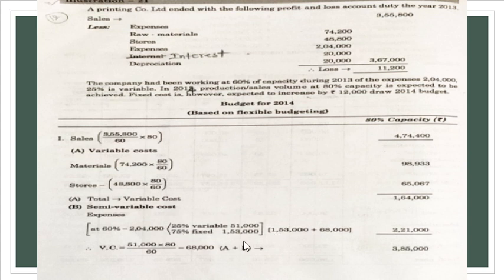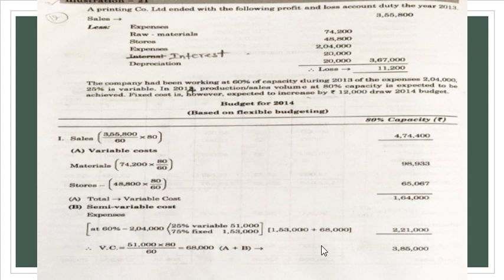As I've told, for fixed expenses, whatever the capacity, for 60% if it is 1,53,000, then for 80, 90, 100, everything it will be 1,53,000. So fixed expenses will not change, but our variable expenses will change as you change the capacity. The 51,000 you have got for 25% variable is for 60% capacity. You need to find out for 80% what your variable expense is. For 60%, if your variable expense is 51,000, then for 80% how much is it? Cross multiply. 51,000 into 80 divided by 60 will give you 68,000.